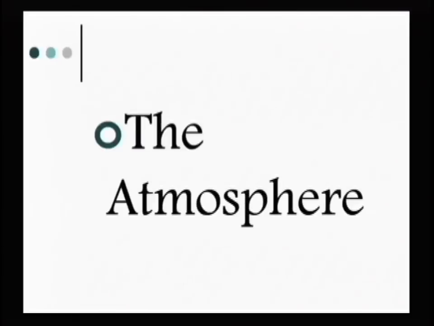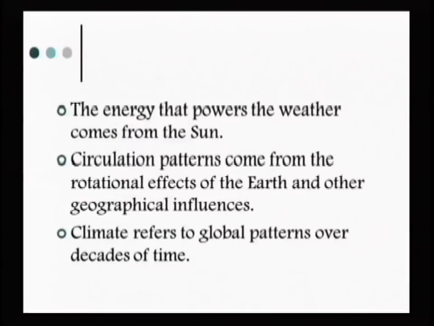So now, let's look at the atmosphere of the Earth, because our atmosphere does tend to be very unique relative to all the other planets. Now remember that the energy that's going to power that weather does come from the sun, because that's where most of our energy comes from. Circulation patterns, however, on the Earth come from the rotational effects of the Earth and other geographical influences.